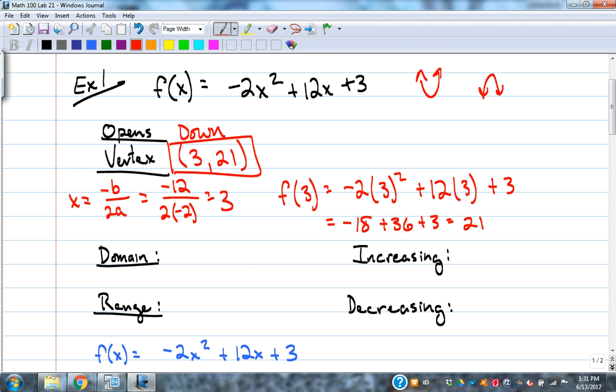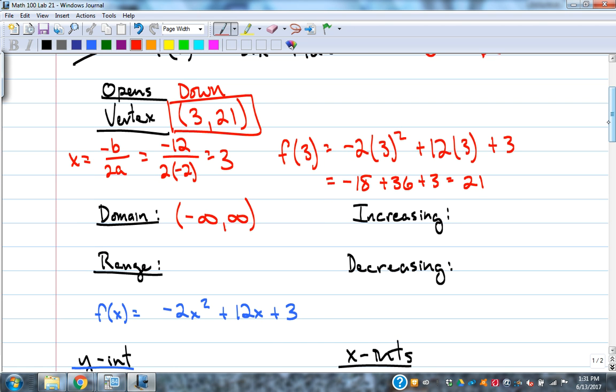The domain for quadratics is from -infinity to +infinity. The range is dependent upon the y value of the vertex, and which direction the quadratic opens. Since this one opens down, the range is going to be from -infinity to 21 is the way that we would write that. So we're going to read from bottom to top. And we include the 21, so we use a bracket.